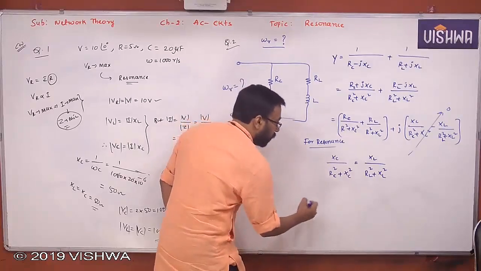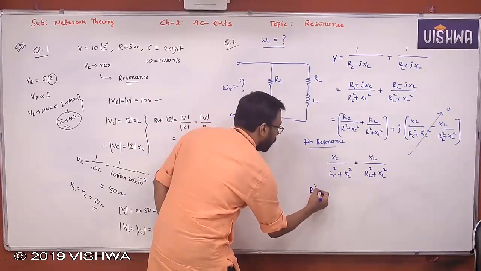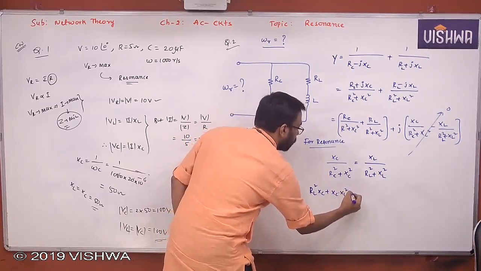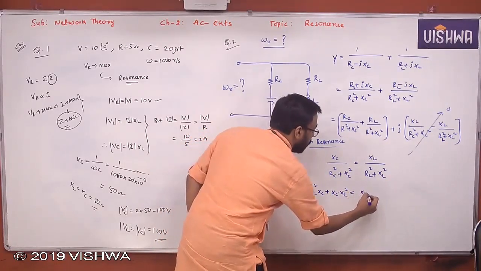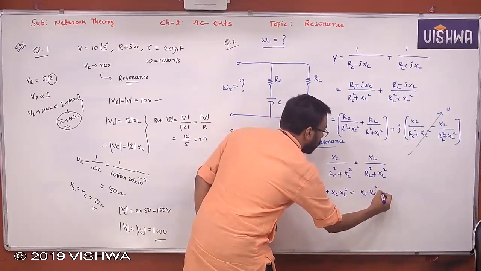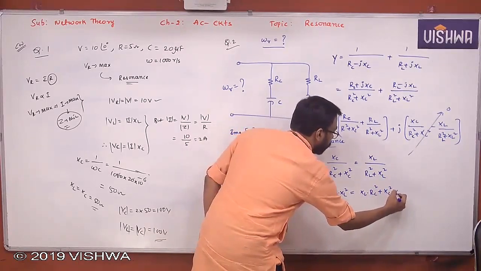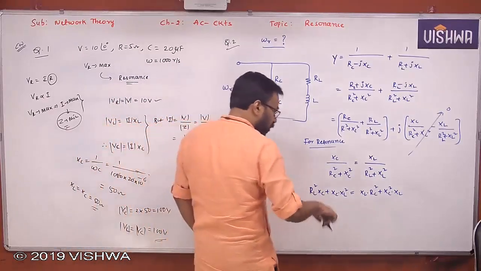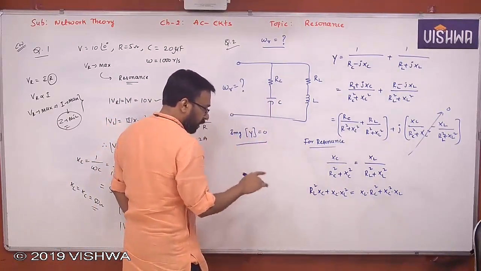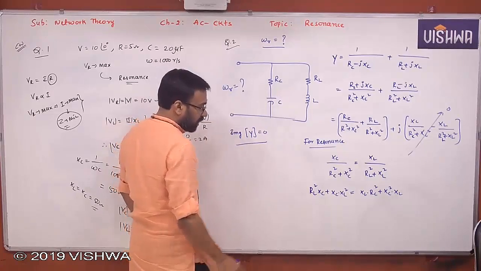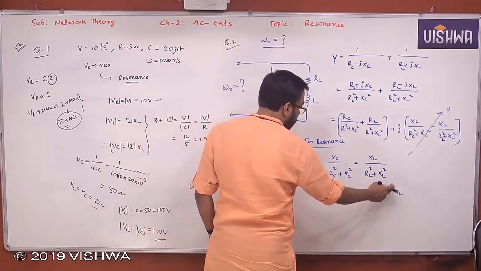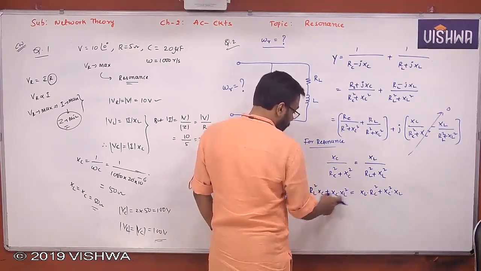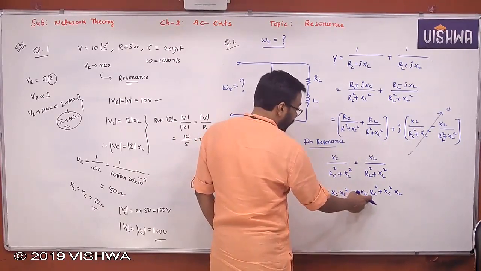Now you can find it out, right? So RL square XC plus XC into XL square is equal to XL into RC square plus XC square into XL. Is it clear all of you? Okay. Now what you do is you substitute in this. This is XC XL square and XC square XL. Is it clear all of you? Okay. This is XC and XL. This is RL square XC. This is XL into RC square.